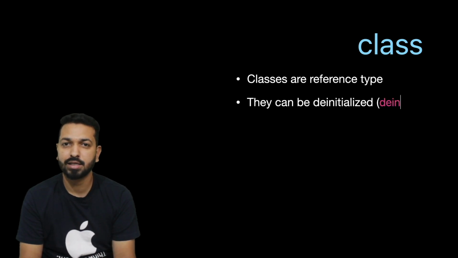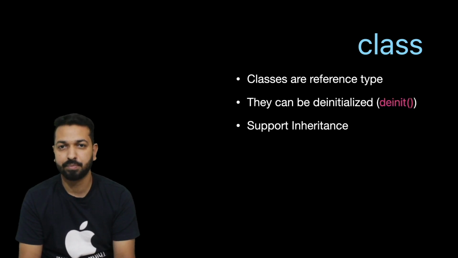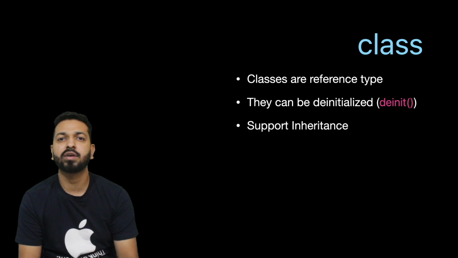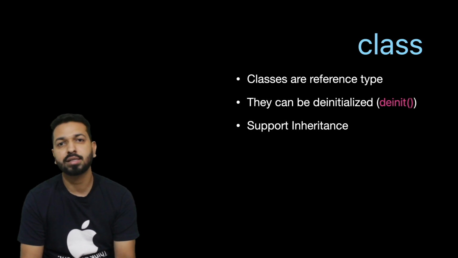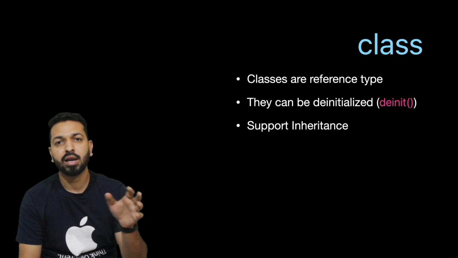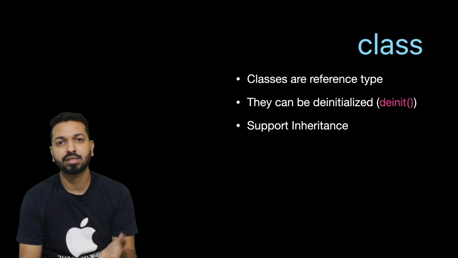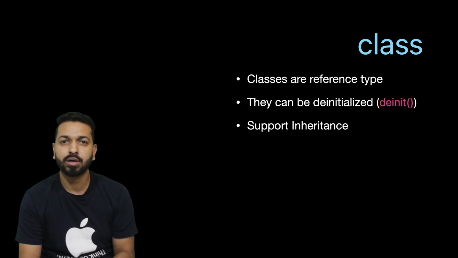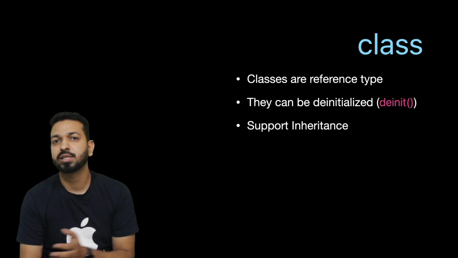Classes have all the things that we just discussed for structs, but apart from them, classes have some additional functionalities, and the first one is that they are reference type. So when we assign an instance of a class to some other variable, both the variables actually point to the same memory location. That is what reference type is. The next thing is that classes can be deinitialized. They have a deinit function which structs do not have. And the third thing is that classes support inheritance. A class can be inherited from some other class, for example UIViewController. When we create our own view controller, we are subclassing UIViewController. That is what inheritance is. This is something that structs do not have.